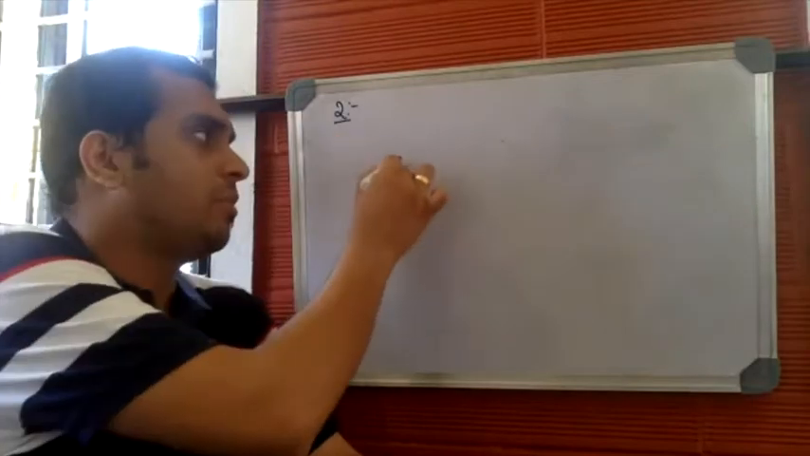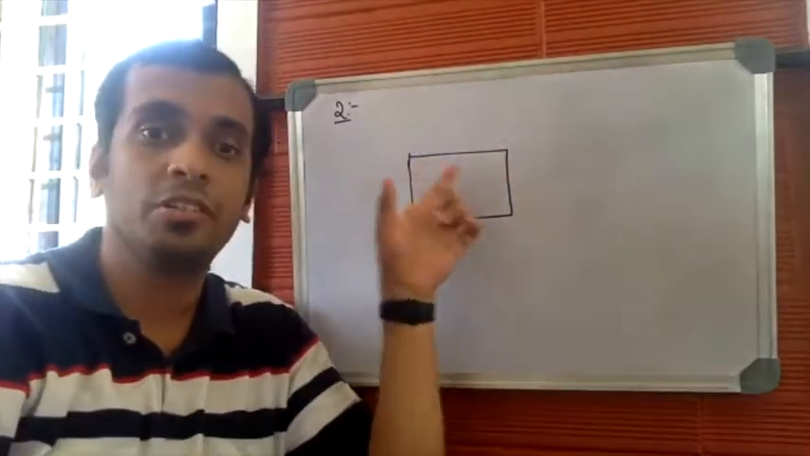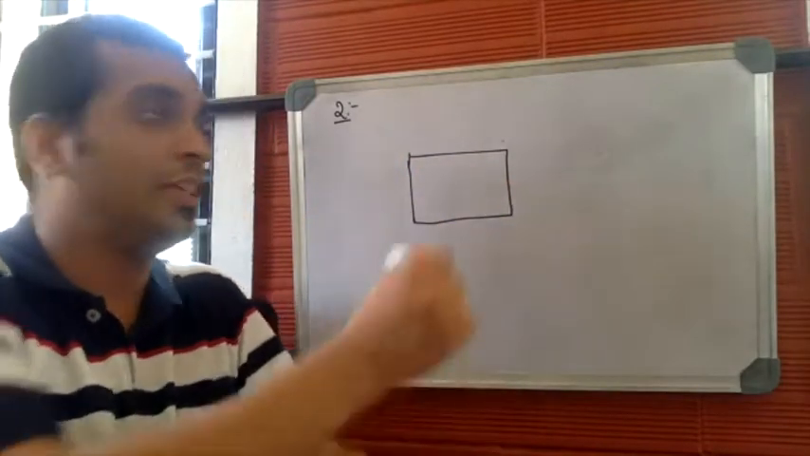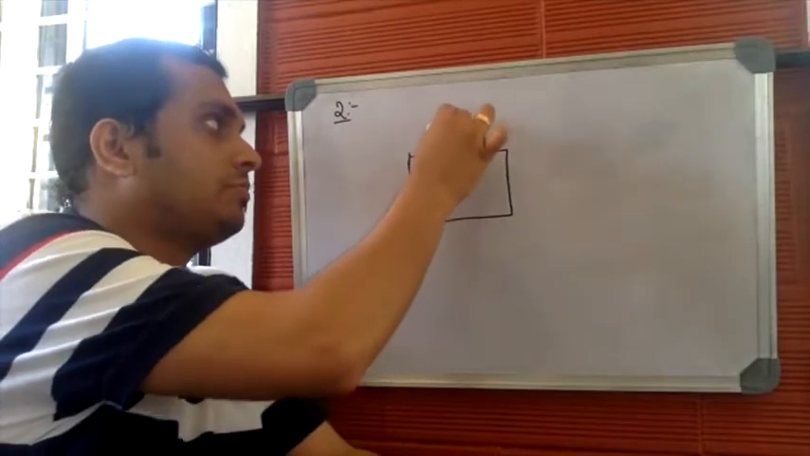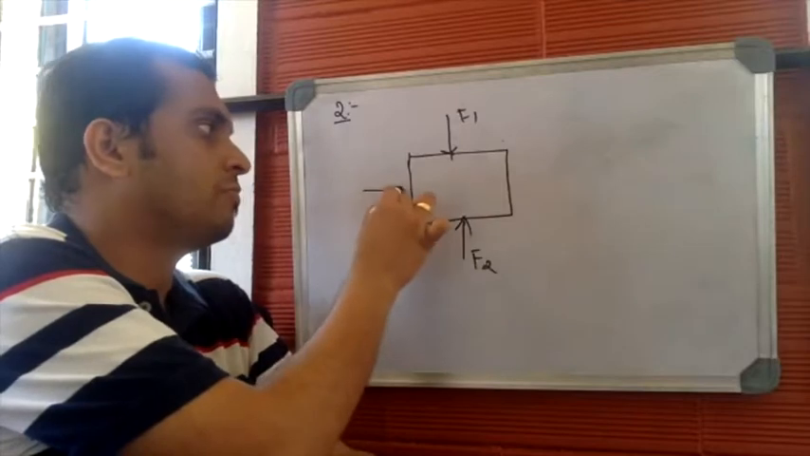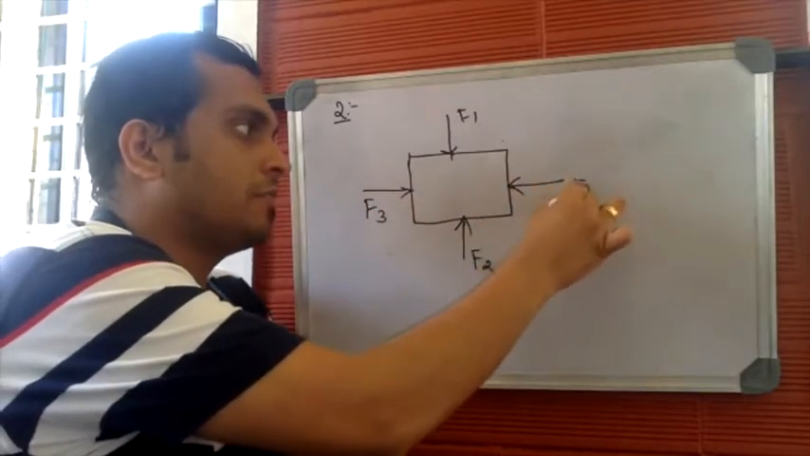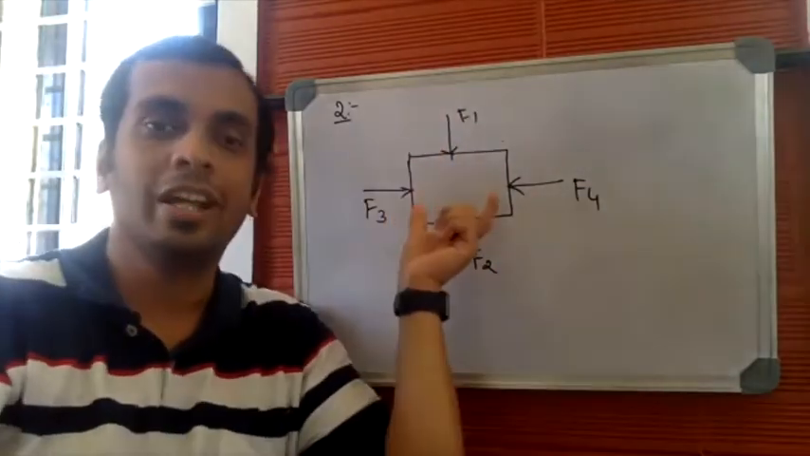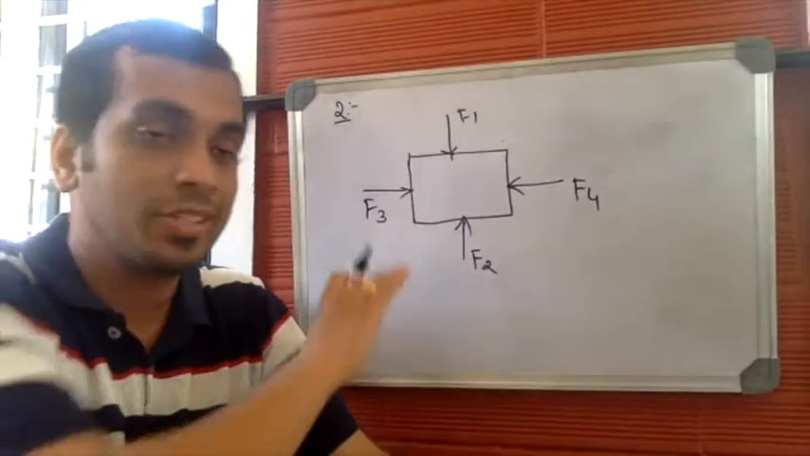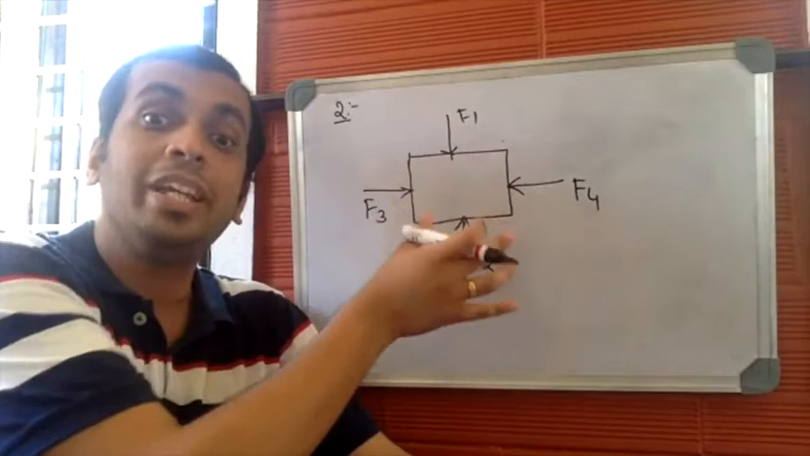See, let me consider a body, in order to understand the concept of equilibrium in a simple manner. Let me consider a body with a number of forces, say force F1, F2, F3, and F4. So this particular body has a number of external forces acting upon it. Now, this particular body is said to be in equilibrium.